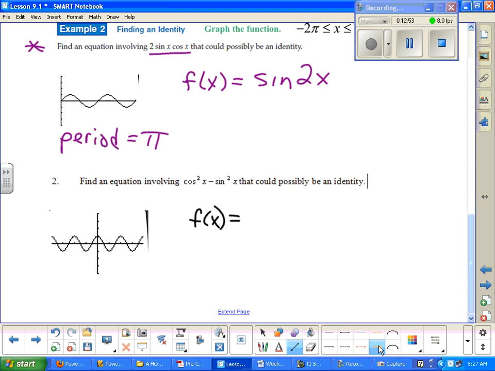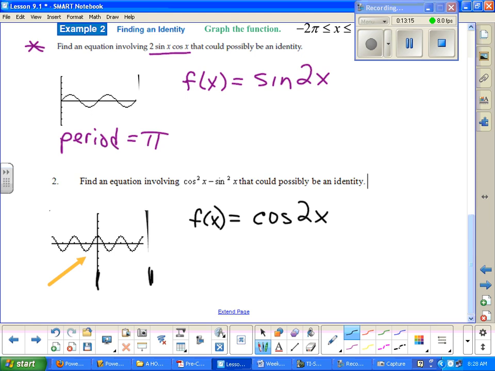Okay, so if we graph this, cosine squared minus sine squared, we get this graph here. And what would be the function there then? Okay, f of x equals cosine of 2x. From 0 to 2 pi, it repeats itself twice. So that tells me that the period is going to be pi, so then you would have the cosine of 2x. Okay. Right. And these are actually going to be identities that we're going to use eventually as we're going through this.